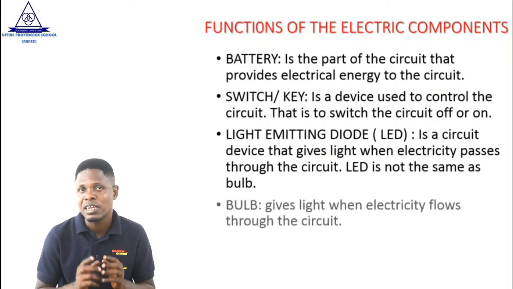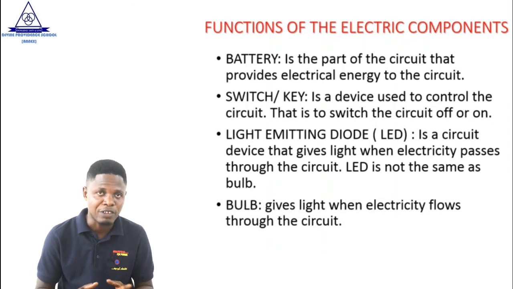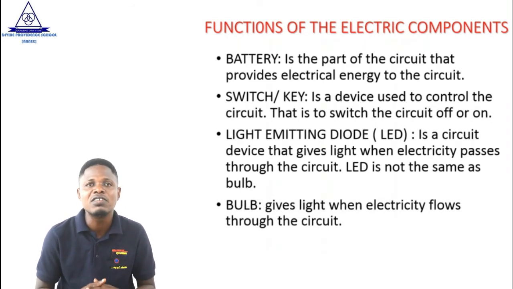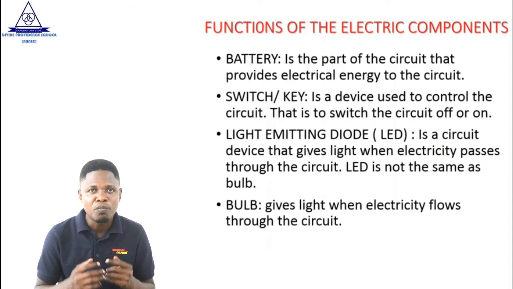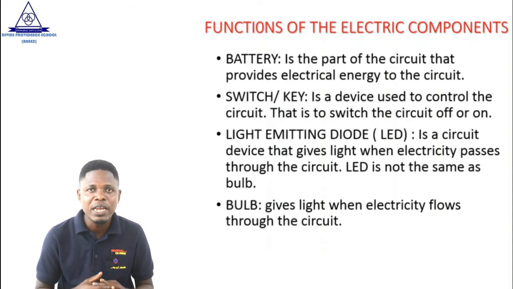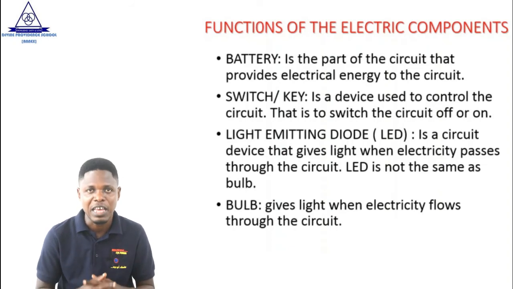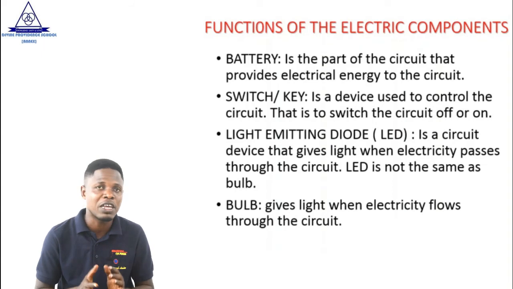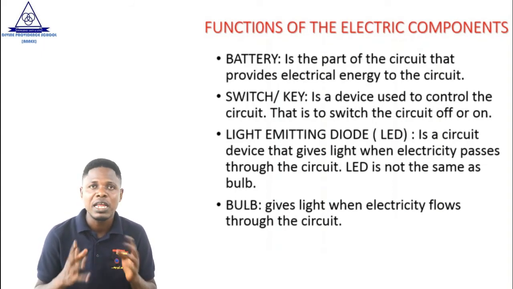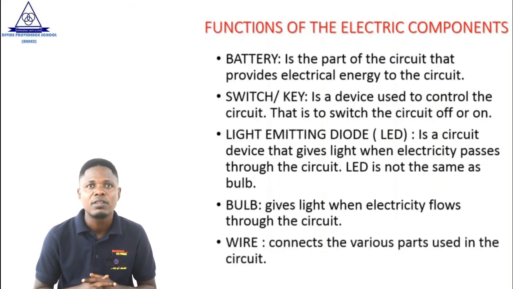Let's look at the next one. Bulb, as usual, bulb. Bulb gives light when electricity flows through the circuit. Are you following the lesson? Very good. Bulb gives light when electricity flows through the circuit. Yeah, that is very wonderful. Now you know what is meant by a circuit, and you also know the functions as of now.